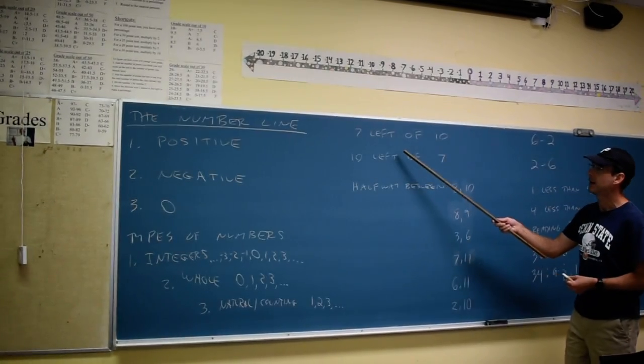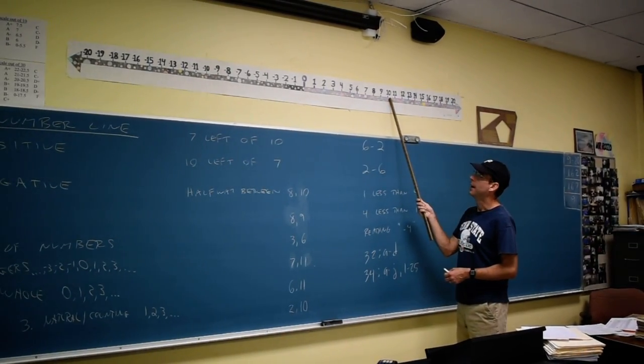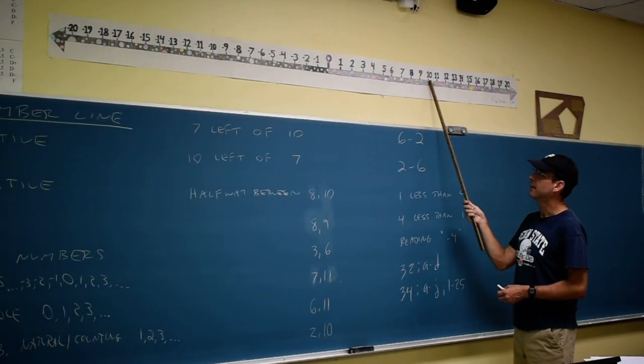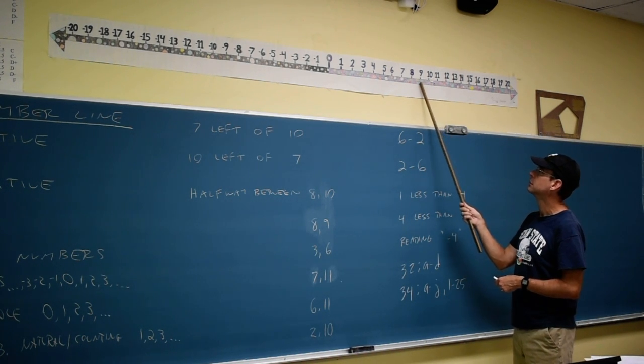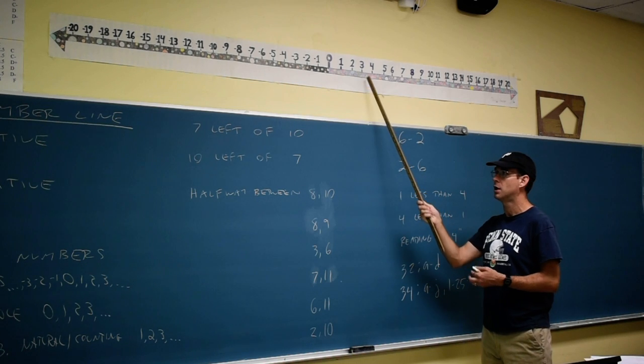So if they ask you to find a number that's 7 to the left of 10, you'd start with 10 as your home base, and then move 7 spots to the left from the word after "of." So 1, 2, 3, 4, 5, 6, 7. You land on positive 3.